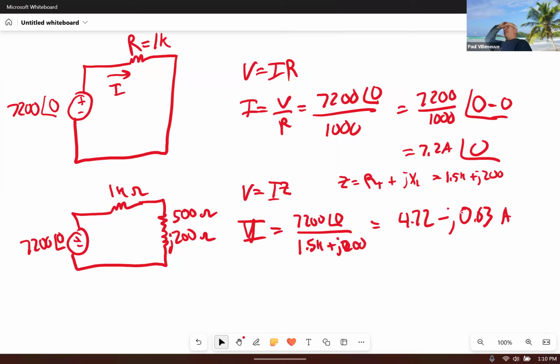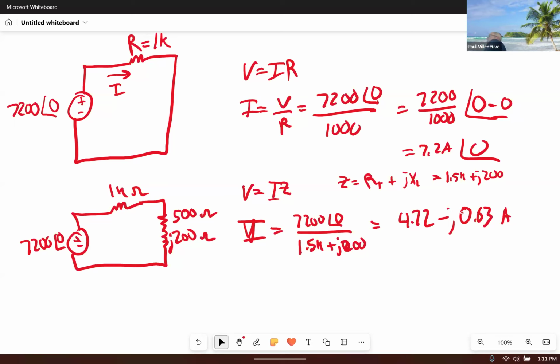All right, so your boss said, go ahead and calculate the load with the addition of this motor. And you said, I did a great job. I deserve a raise. I came up with a current of 4.72 minus J 0.63 amps. So you're ready for your raise, right? And what does your boss say? Huh? What is that? I don't care about that current. I care about magnitudes and angles.